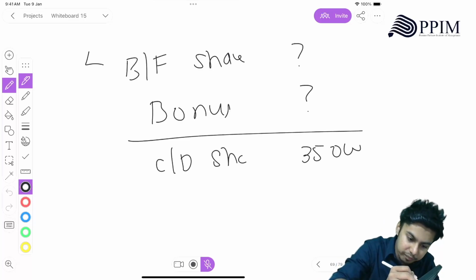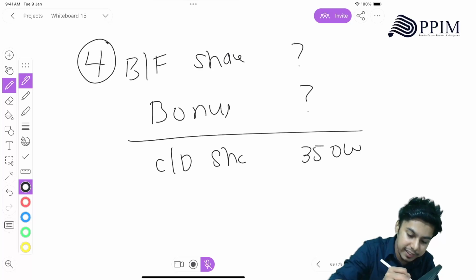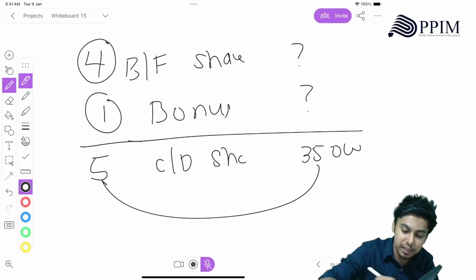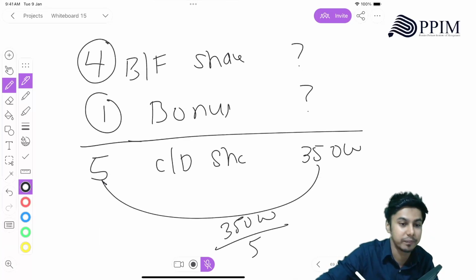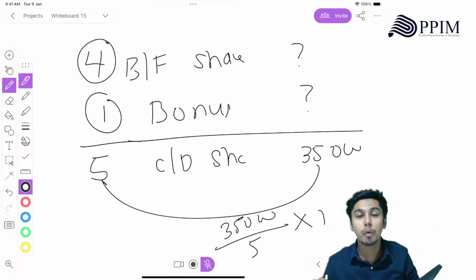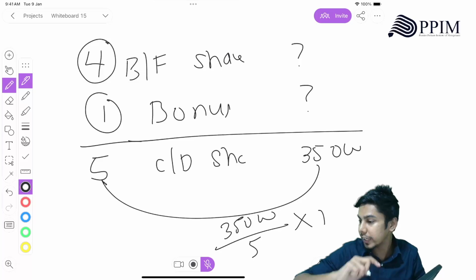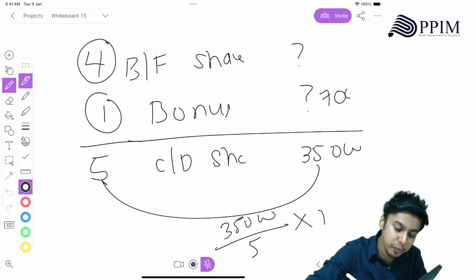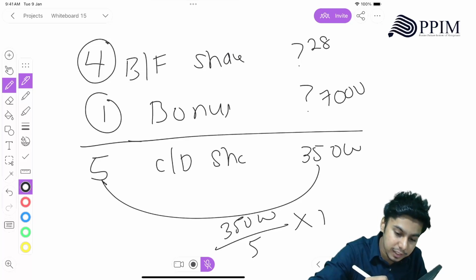That means if someone has 4 shares, they will give 1 free. That means what's the total number of shares then? 5. 35,000 is represented by 5. 35,000 divided by 5 and multiply by 1. Then you will understand how many bonus shares. So when you do this fraction, guys, what's the bonus share? 7,000. That means, guys, before the bonus, what's the number of shares? 28,000.